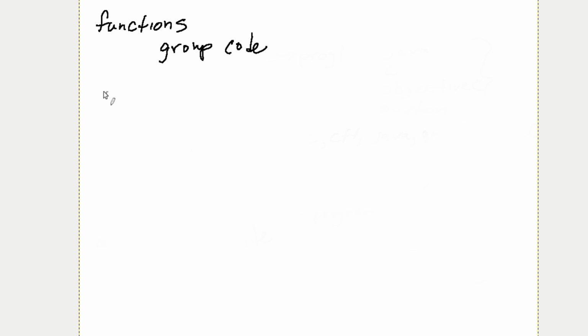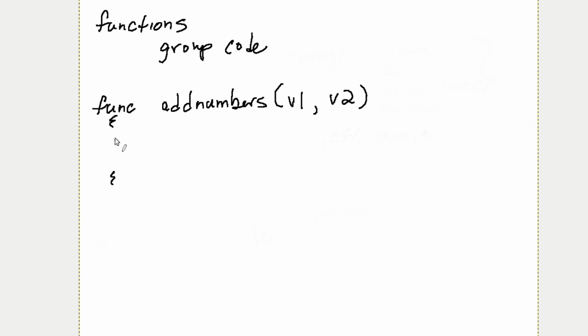So for example, let's say that I have a function, and to keep this simple, I'm going to say function, and we're going to say add numbers. And we're going to pass in V1 and V2. And then we're going to have some code, and we're just going to tell it to return V1 plus V2.